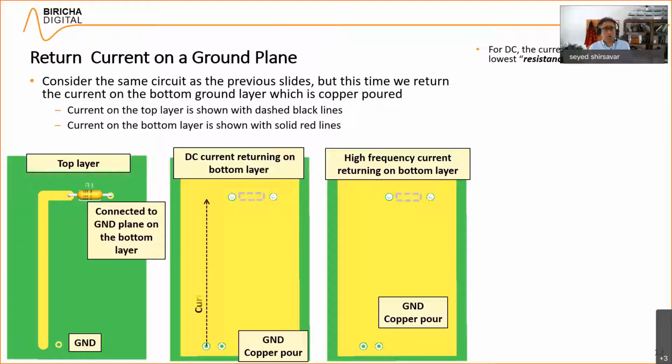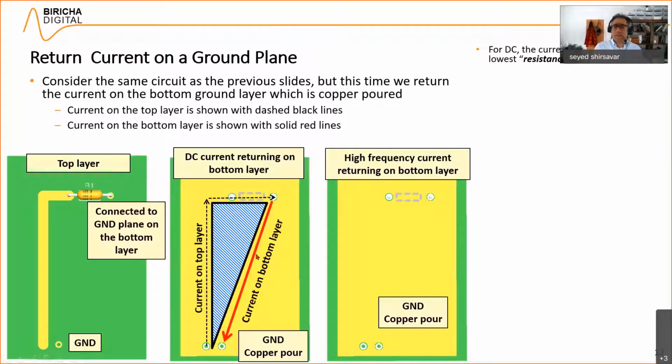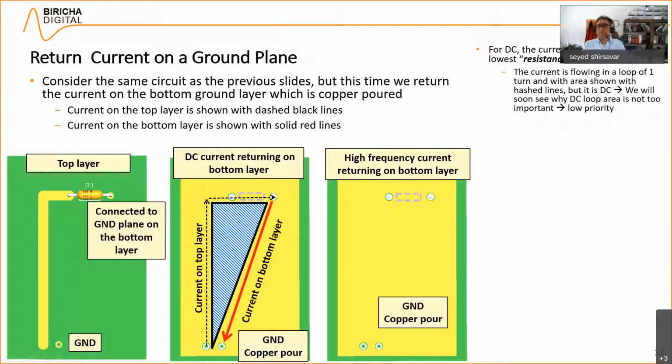Okay, so current on the top layer going from there to there, and then through there to there, and then it's going to return. And that's current on the bottom layer with the red line. The total area is this much, and it's DC, which we're going to give low priority. We are not too much worried about DC with a big loop area. I'll explain why in a minute.